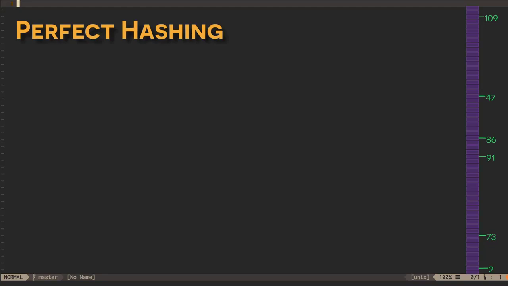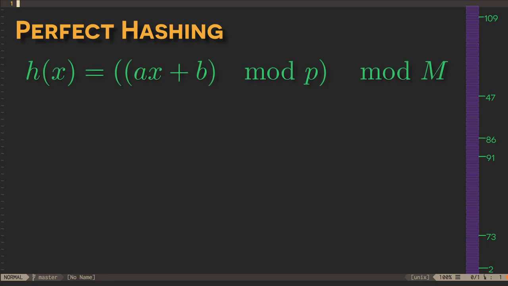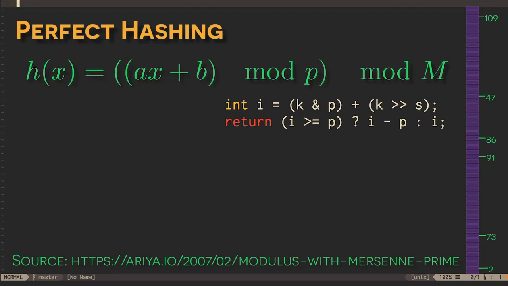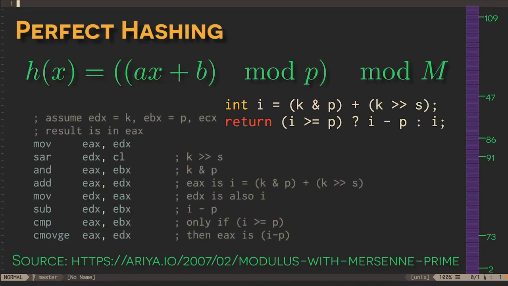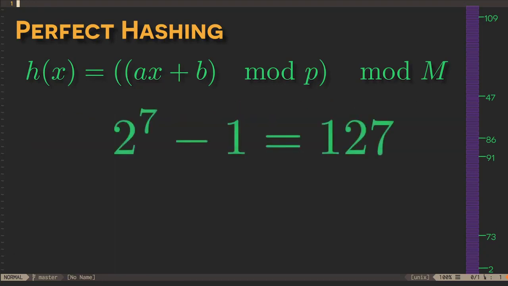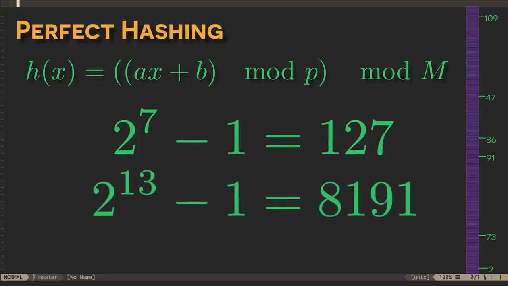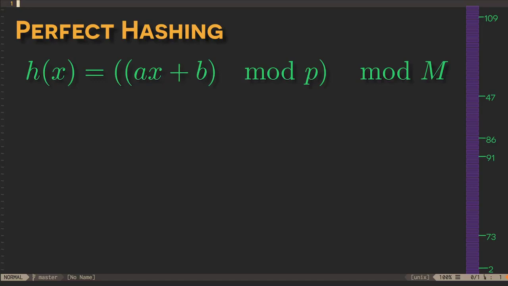How can we generate a hash function? By choosing random parameters for the expression ax plus b mod p mod m, where m is the size of the table and p is a prime number larger than m. It can be very efficient to compute the modulus of p if p is a Mersenne prime, which is a prime number that's 1 less than a power of 2. For example, 2 to the 7 minus 1 is a prime number, as is 2 to the 13 minus 1. So, given a value of m, we can choose p to be the next largest Mersenne prime, leaving just a and b for random selection.